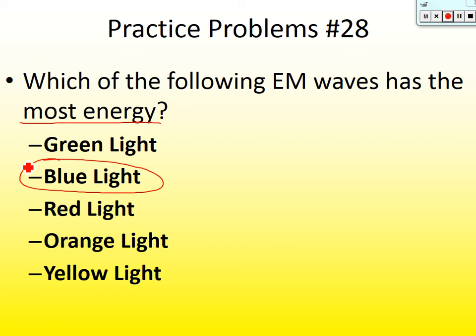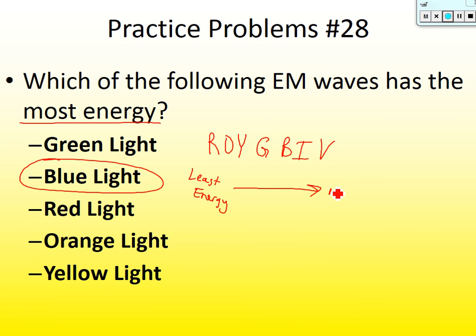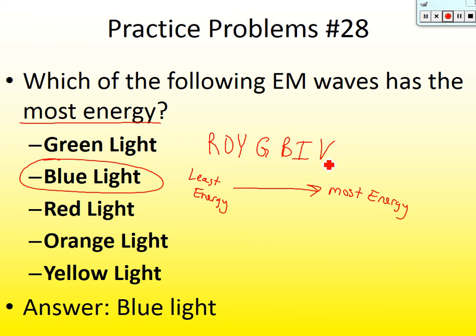Here's an easy way to remember the energy of the light waves. Roy G. Biv. Isn't that already in order from least energy to the most energy? Okay, so just remember, red has the lowest energy and violet has the highest energy. It's already in order if you just remember Roy G. Biv. So the answer was blue light.